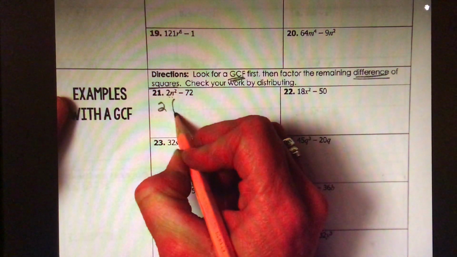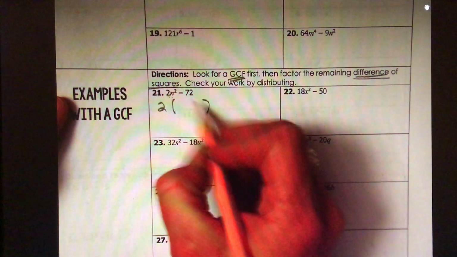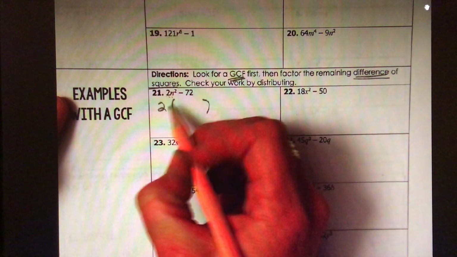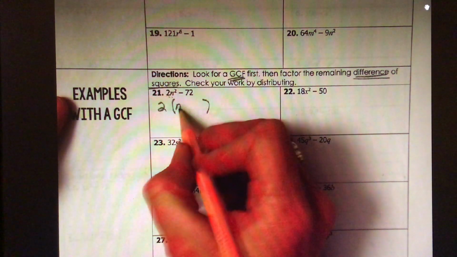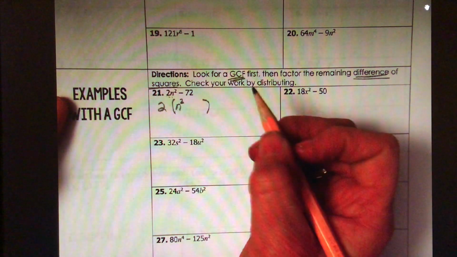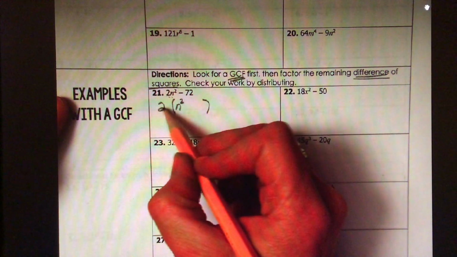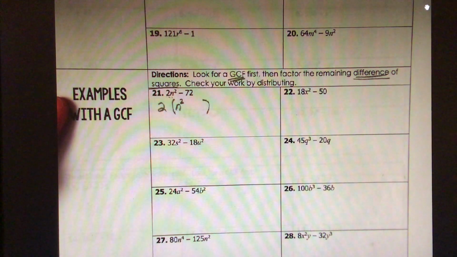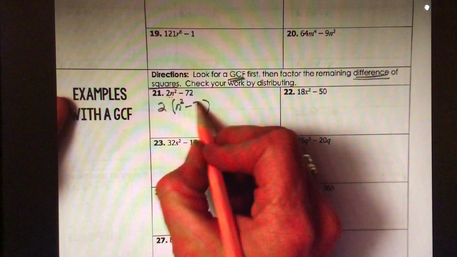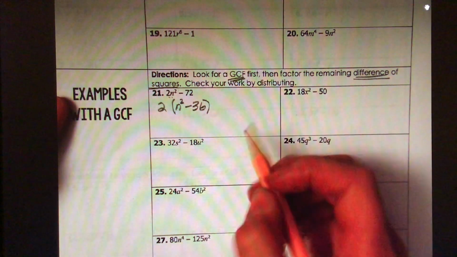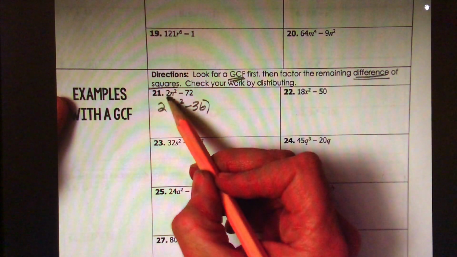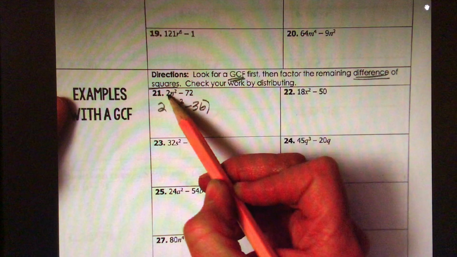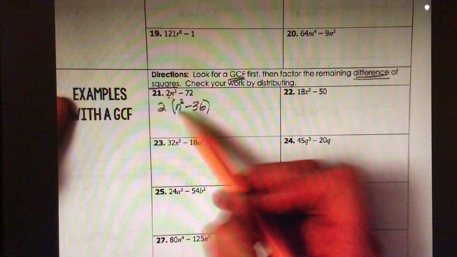If I take 2 out, because it's my greatest common factor, well, 2 times what number is 2 n squared? Well, that would be n squared, okay? And then I have the idea of, does 2 go into 72? Well, it does, because half of 72 is 36. So let's just check our work. What I did here is I got my greatest common factor. I found a coefficient that goes into both terms with nothing left over.